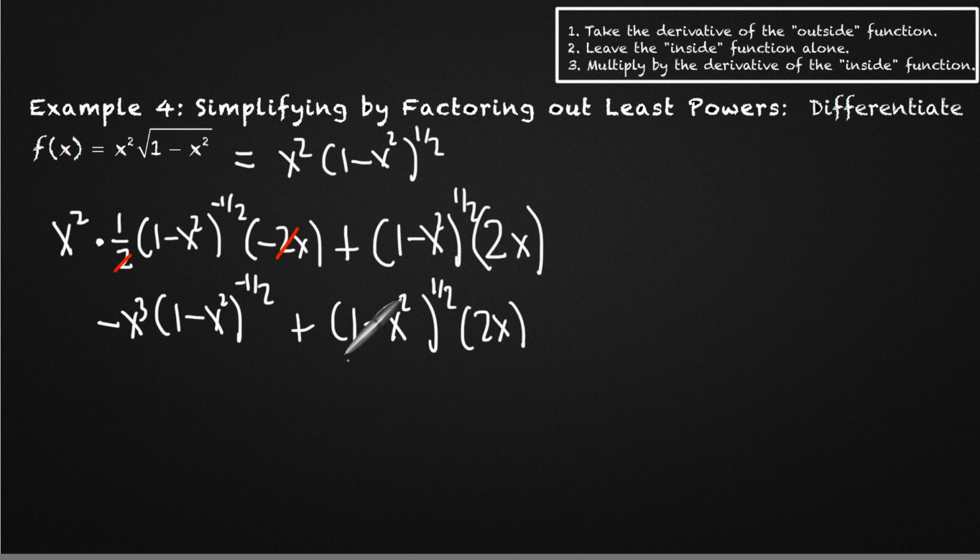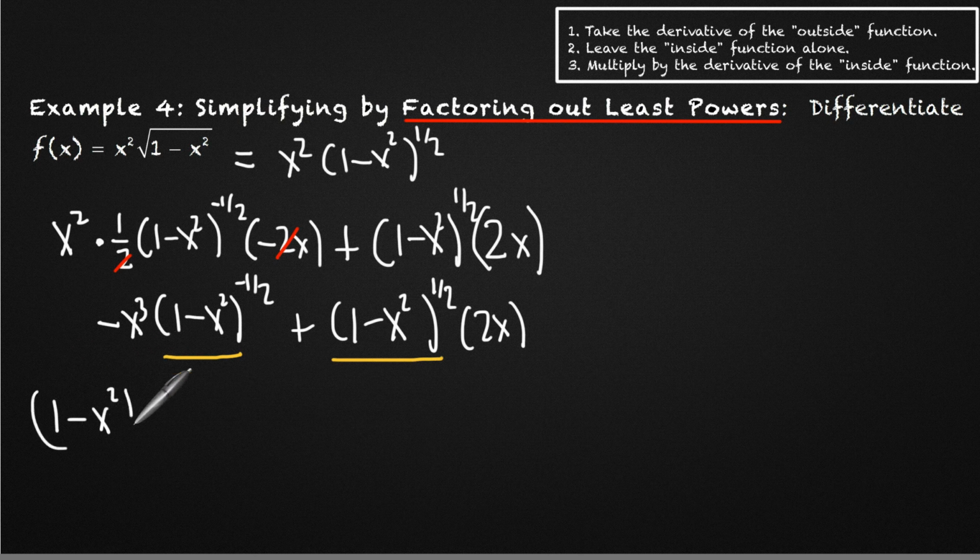All right, so now what we want to do is look for the least power that's common. So we have (1 minus x squared) to the negative 1/2 and (1 minus x squared) to the 1/2. We want to factor out, okay, I'm going to underline it here, the least power, the lowest power. So we're going to factor out (1 minus x squared) to the negative 1/2 power. That's the lowest power between negative 1/2 and 1/2. So that's going to leave us with negative x cubed.